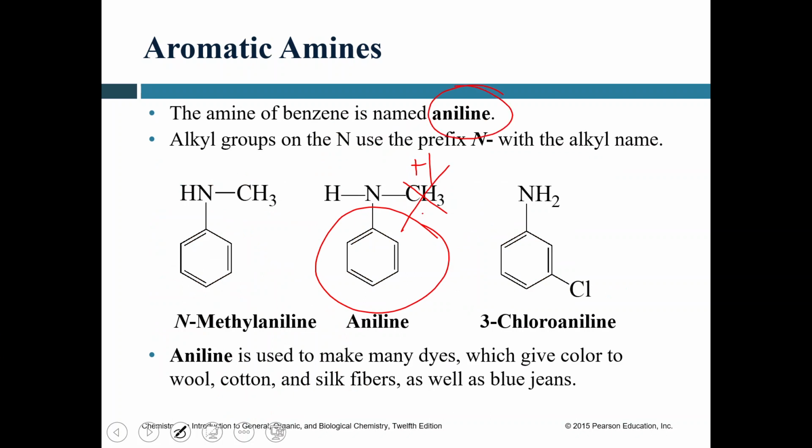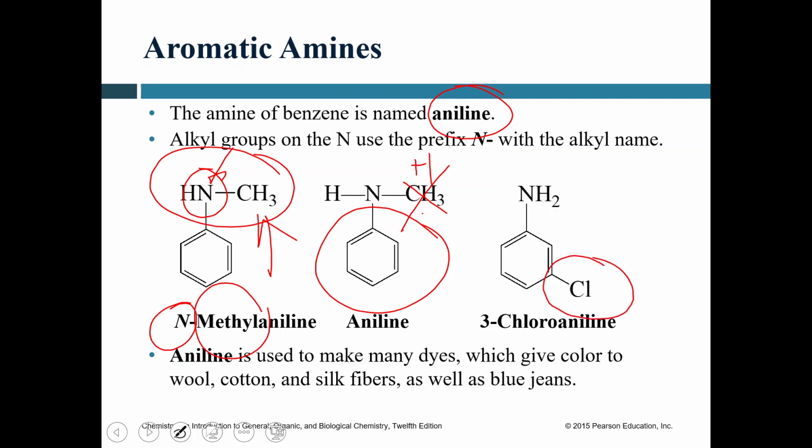When alkyl groups are added to nitrogen, we use the prefix N with the alkyl name. So for example, this is N, since it's attached to nitrogen, methylaniline. When a substituent is added to the benzene ring, you don't add N, you just use a number, like 3-chloroaniline. Anilines are used as dyes to color different fabrics.